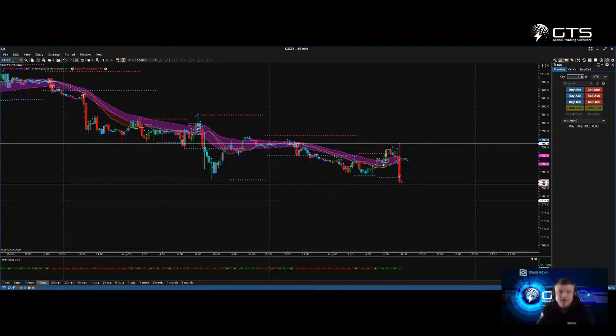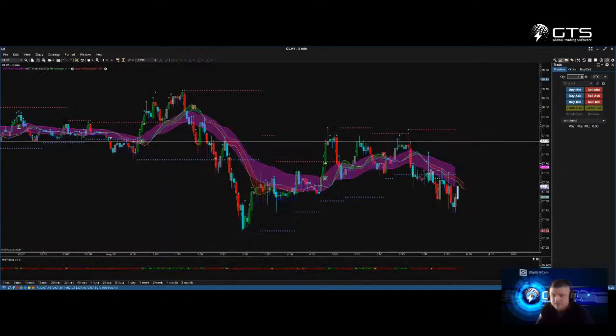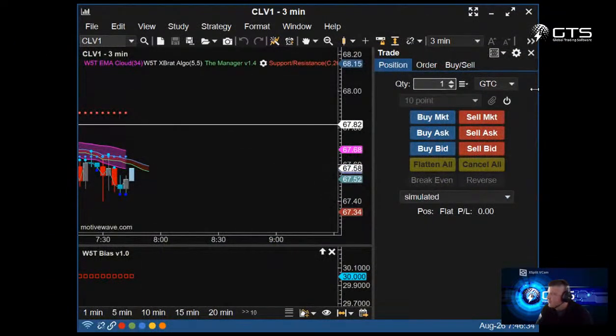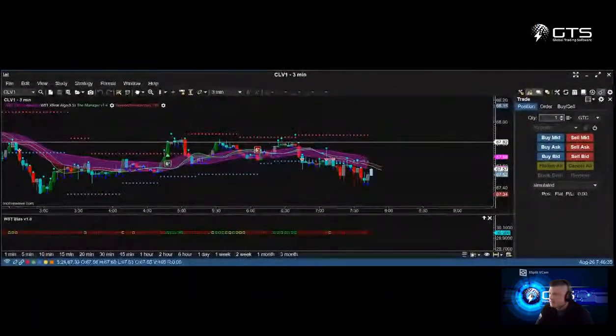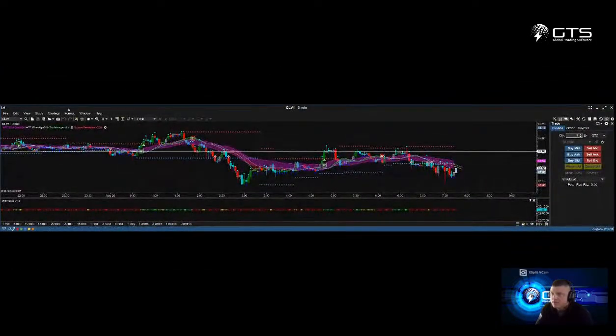So let's check out oil. Check out oil real quick, if it'll pull up for me here. Hang on, bear with me. I gotta fix the chart real quick. Let me see this.